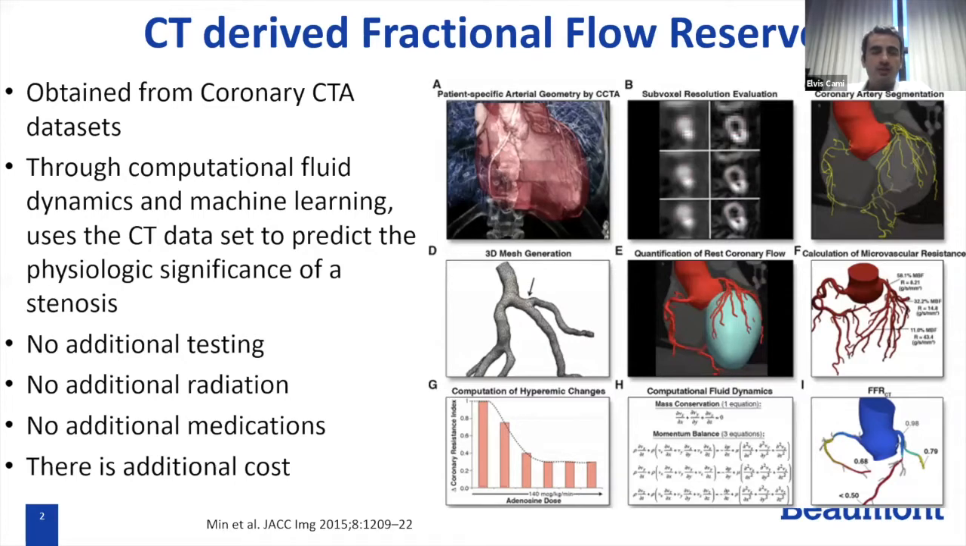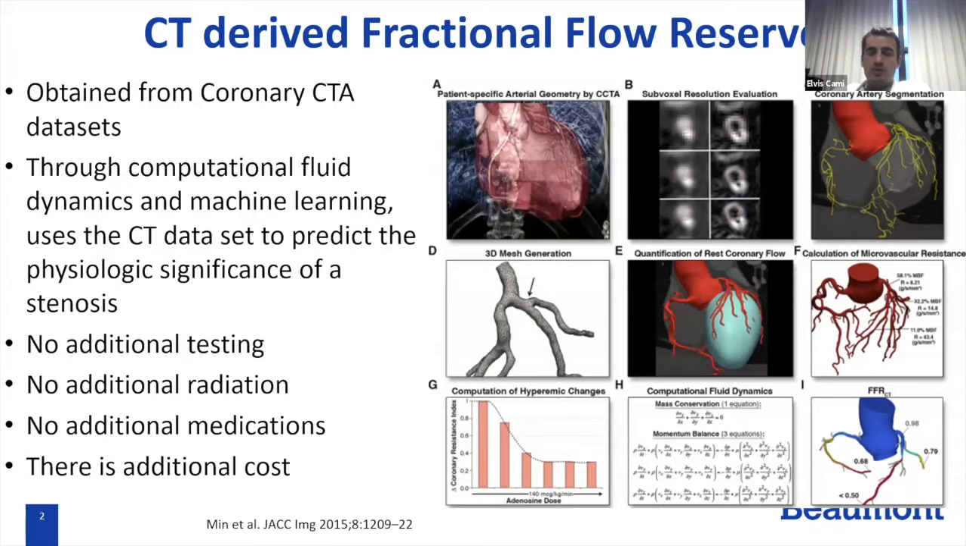So what is FFRCT? It stands for CT derived fractional flow reserve, and it is obtained from coronary CT datasets. It is acquired through computational flow dynamics and machine learning, and it uses that CT dataset to predict if a stenosis is flow limiting or not flow limiting.